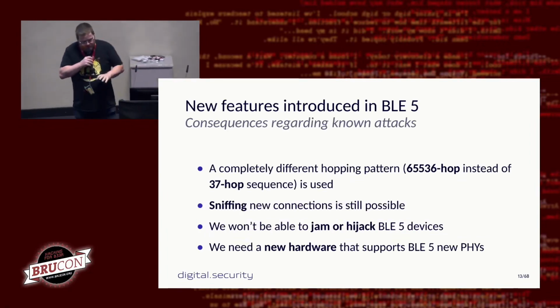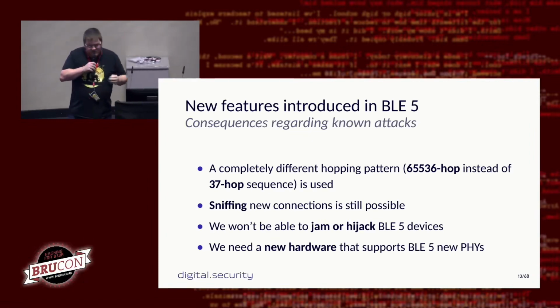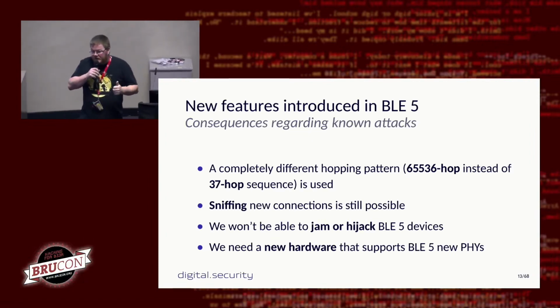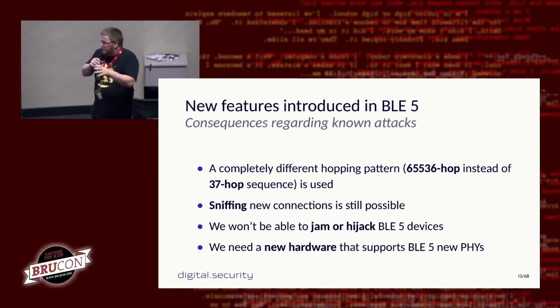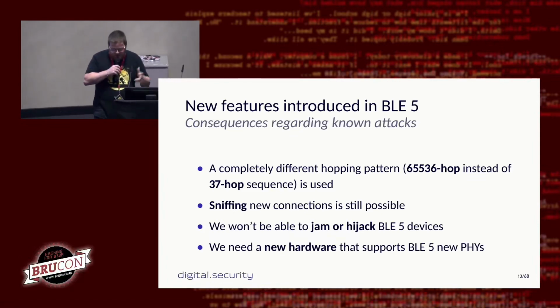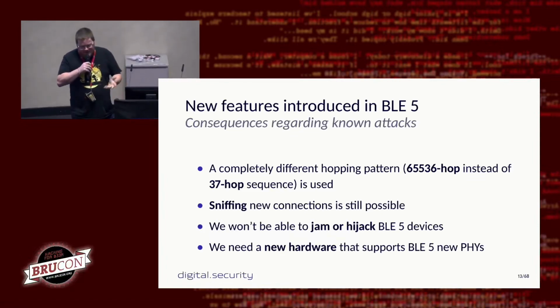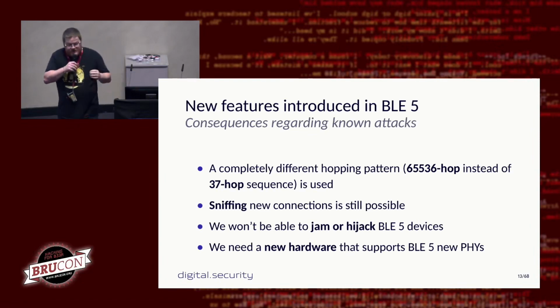So just to sum it up, what are the consequences regarding existing attacks? We got a new channel selection algorithm that changes drastically the way a device hops from one channel to another. Basically, with this new algorithm we got a sequence of 65,536 different channels rather than 37 for the previous version. So sniffing a new connection is still possible.